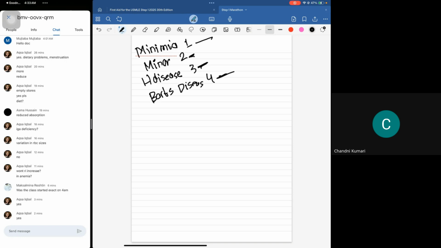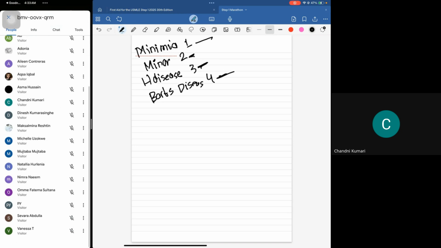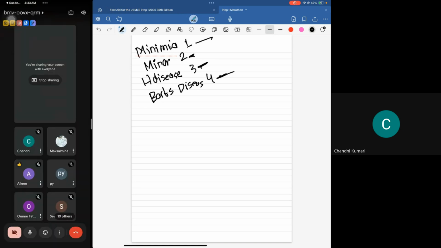Any questions regarding this? I hoped more people would come at this time, but there are very few people here. Maybe I'll try some other time. Everything clear till now? If yes, then we'll move to beta thalassemia. We still have to do the lab values, but I'm going to explain beta thalassemia first.